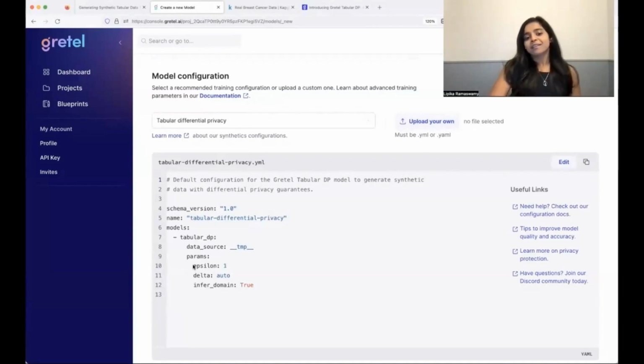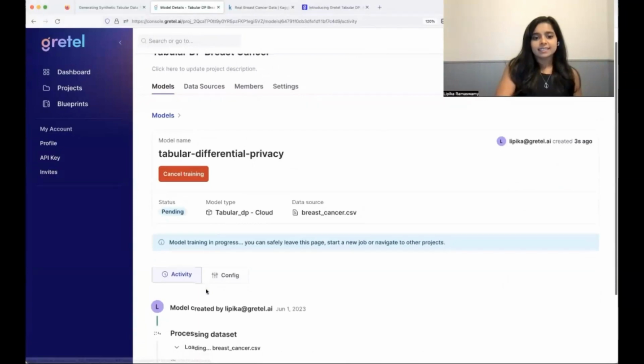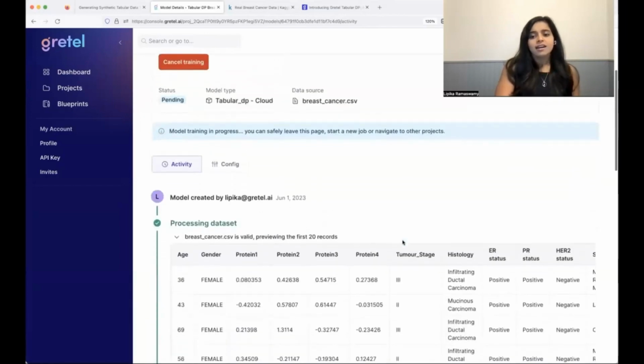And I'm going to have Gretel automatically determine delta for me. So it's automatically going to set delta to a value that is much smaller than 1 over the number of records in the data set. All right, and I'm going to begin training. So this process is pretty quick. A few things to note about this model. This model runs only on a CPU, so it's very efficient and it runs quite fast.